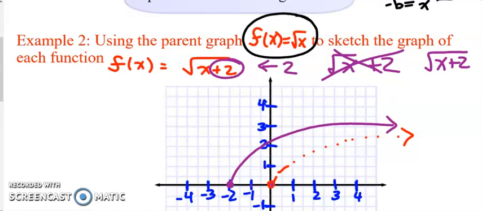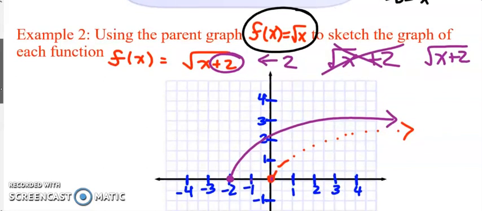So the red one is the parent function. The purple one is the transformed function. And guys, that's it. That's all you have to do. So the inside changes it, moving it back and forth. The back goes up and down.